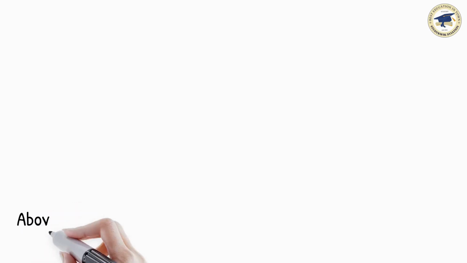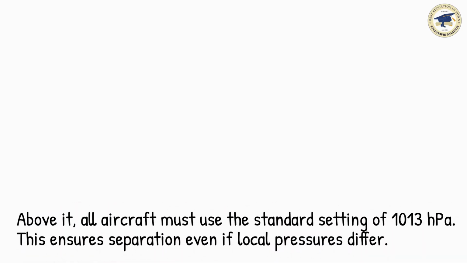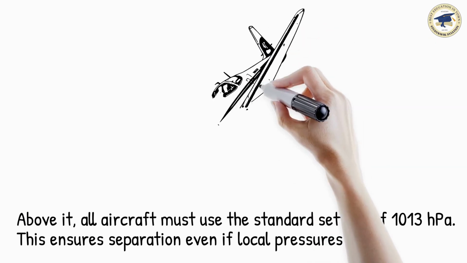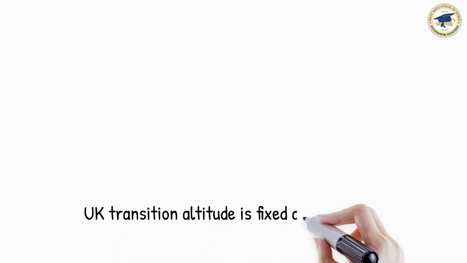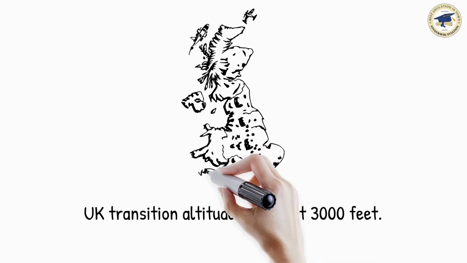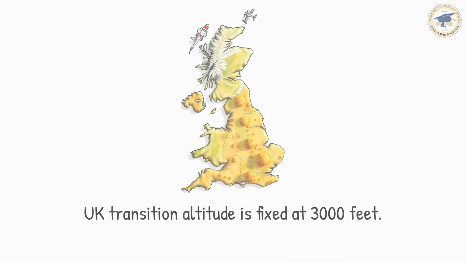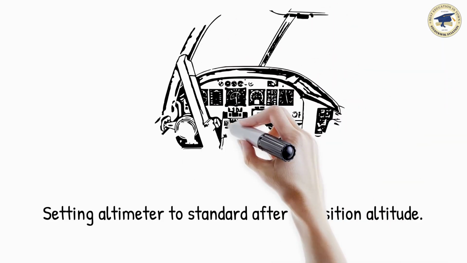Above it, all aircraft must use the standard setting 1013 hectopascals. This ensures separation even if local pressures differ. In the UK, transition altitude is 3,000 feet. It's a fixed level, regardless of daily QNH. Climbing through transition altitude, we set standard 1013. From then on, we fly by flight level instead of altitude.